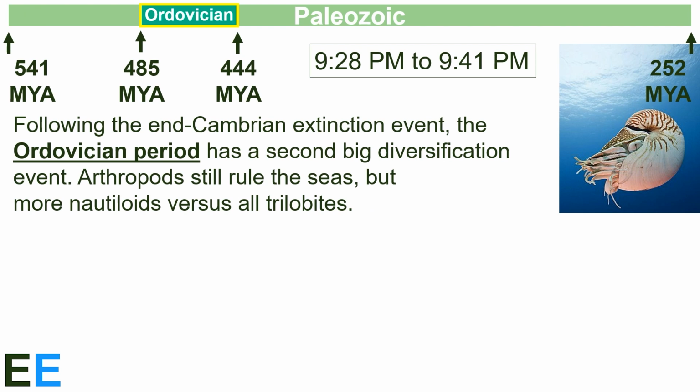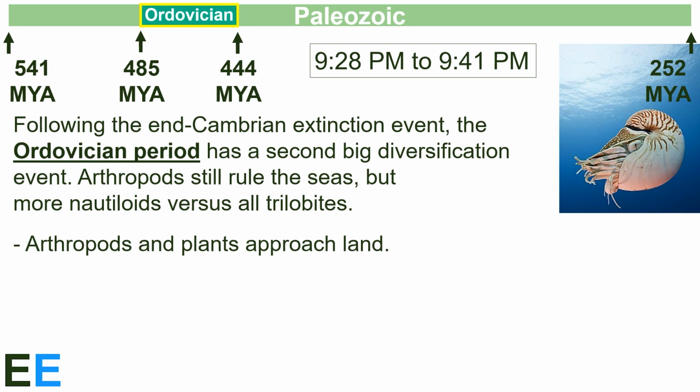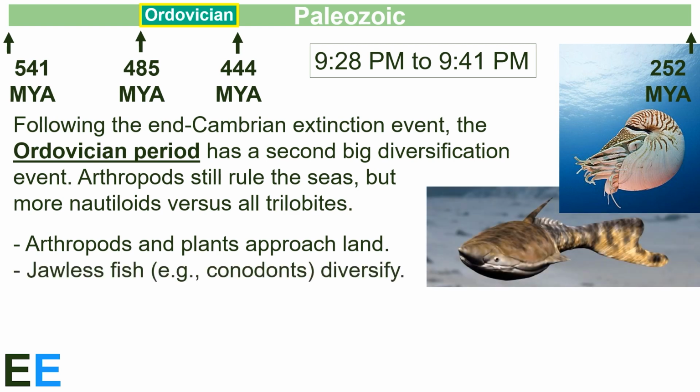After the extinction event that ended the Cambrian, the Ordovician period begins with a second big diversification event. Arthropods still rule the seas as they did during the Cambrian, but there are more nautiloids like that guy to the right, versus the sea animals all being trilobites and other arthropods. Arthropods and plants approach land. They make the first moves towards colonization of land, but there's little evidence that they really change the surface that much yet. In the oceans, it's not just arthropods and nautiloids, as jawless fish diversify.